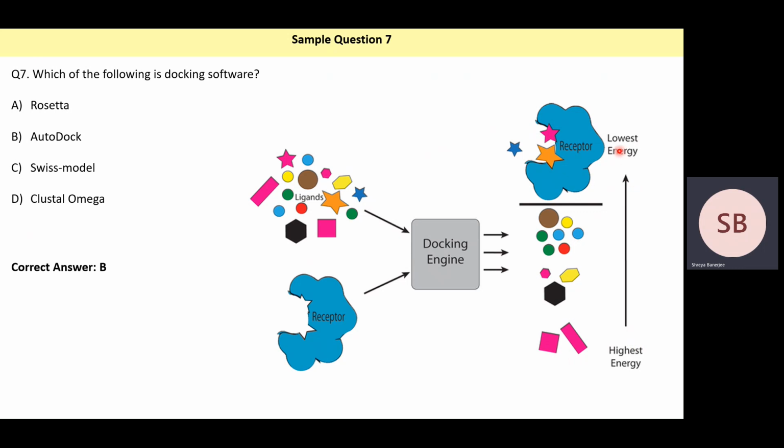So using Autodoc, virtual screening can be done in order to narrow down the ligands which will show the strongest binding to the receptor or protein. And then these ligands which have been narrowed down can then be experimentally tested. So the correct answer is B, Autodoc.